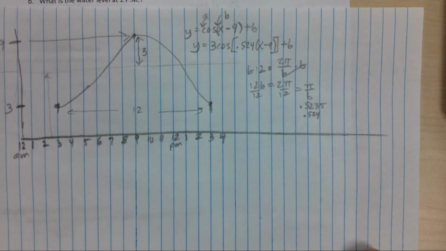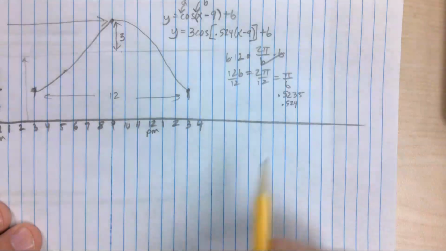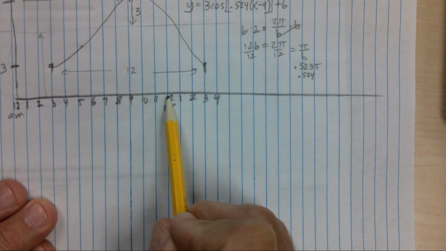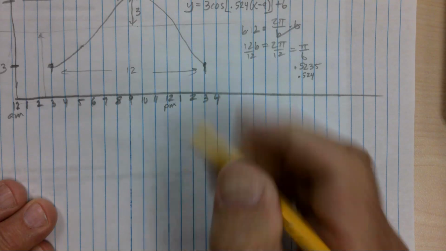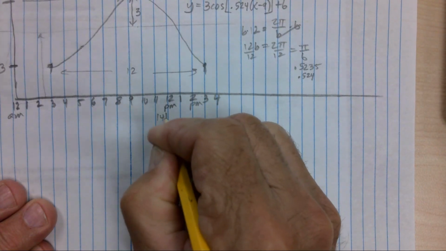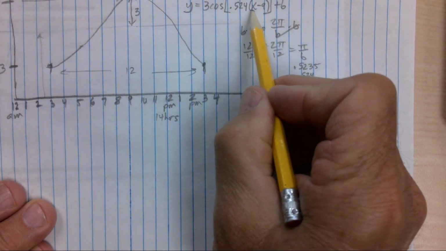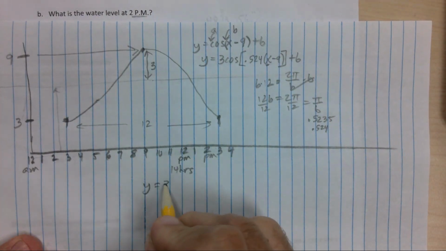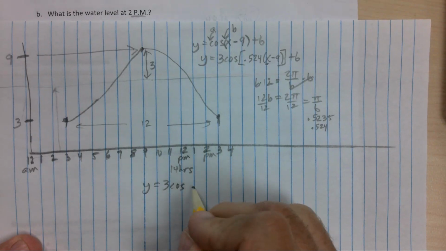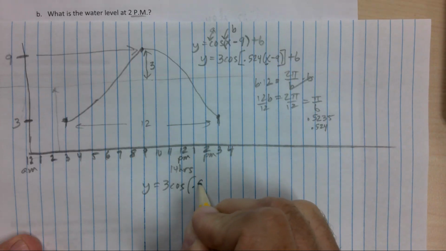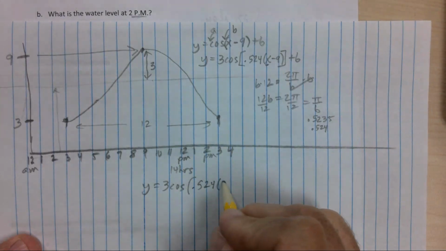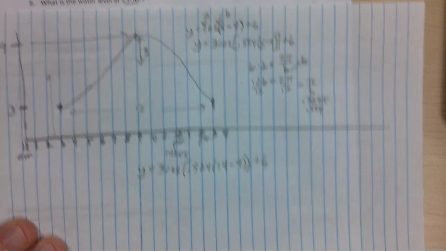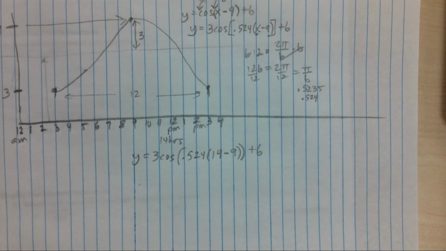And here's the next question. What is the water level at 2 p.m.? So at 2 p.m., we notice from 12 a.m. it starts, 12 p.m., that's 12 hours. 2 more hours would be 2 p.m., so that's a total of 14 hours we're going to put right here. So I'm going to go ahead and show my work right here. Y equals 3 cosine of 0.524 times (14 minus 9) plus 6. And let's whittle this thing down. I'll be right back. I'll do some math.